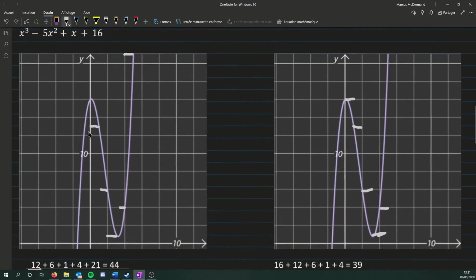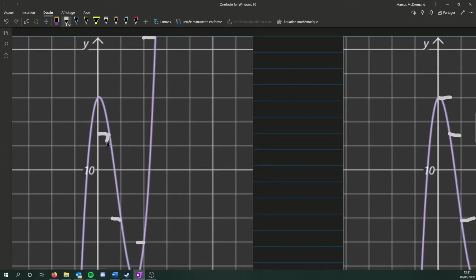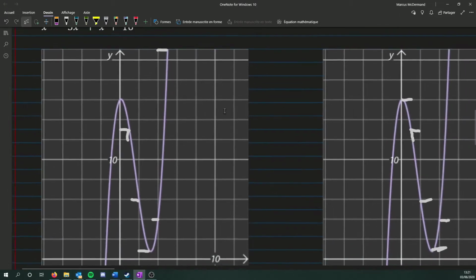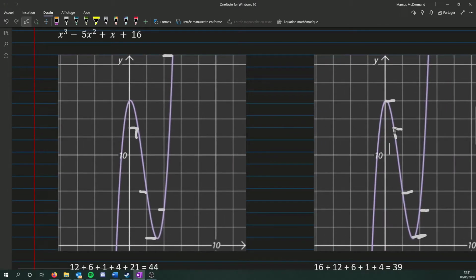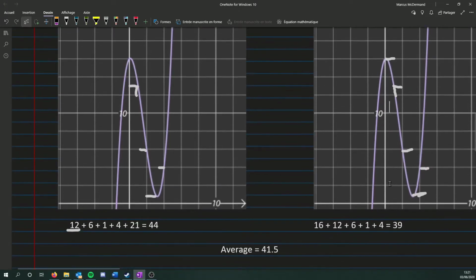The reason for that is that the right bound of this rectangle is going to be at the left bound of this rectangle. So you're going to have a whole bunch of repeating numbers. This is entirely normal. And once again, as with the right bound, we take all of the heights of these, since the width is 1, and we add them. 16 plus 12 plus 6 plus 1 plus 4 equals 39.